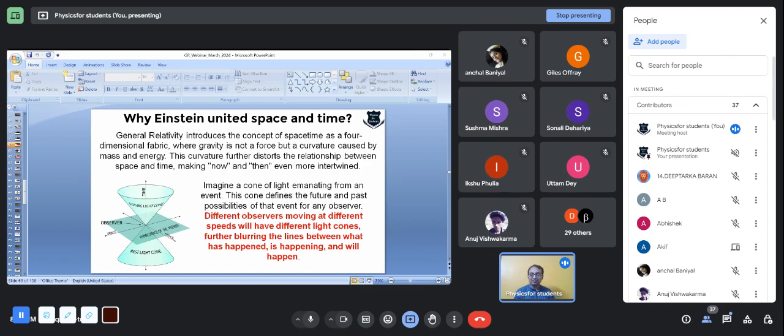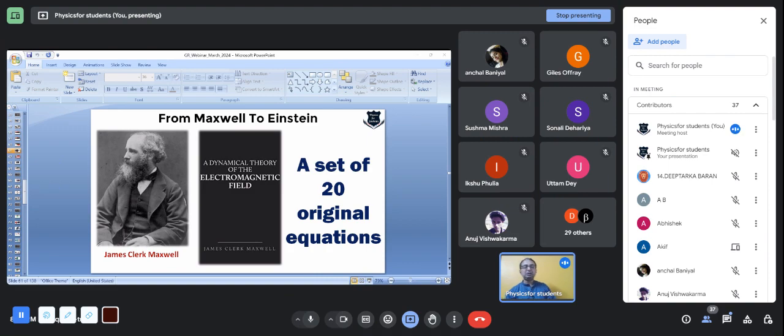So just read the red one, that different observers moving at different speeds will have different light cones. So your light cone, my light cone, her light cone, his light cone, all are different, right? That means it will blur. That means the lines between what has happened, is happening, and will happen are not required, because everyone measures it in their own light cone. So this is the reason that we remove the concept of time, and space and time are taken into one single form, which is called the space-time continuum. That means one continuous thing, one lump. And that actually made a lot of things easy to do also. Okay, any question till now?